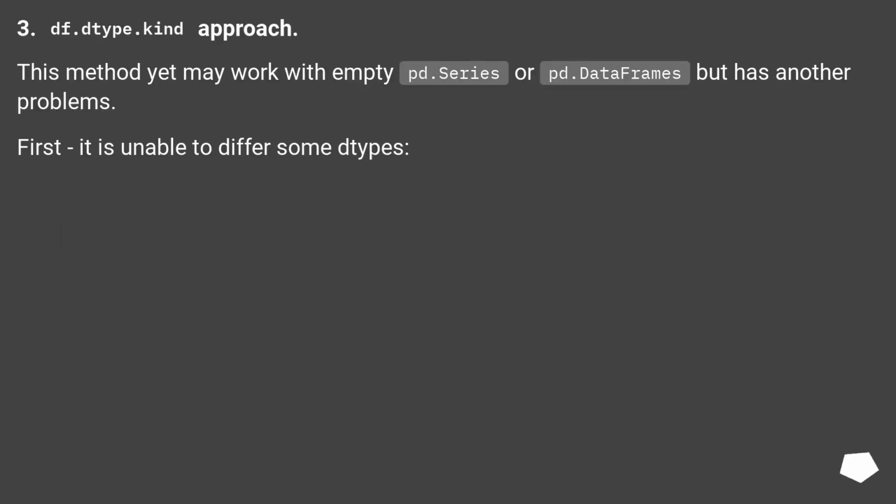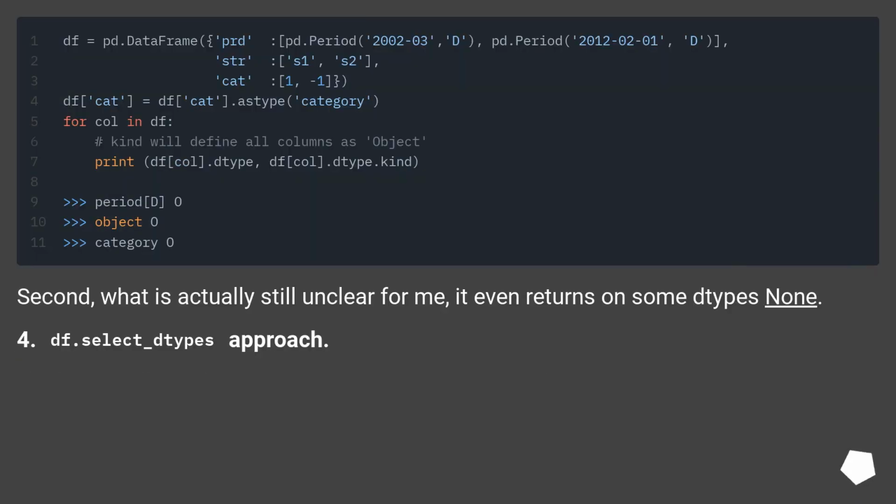Three. The df.dtype.kind approach. This method may work with empty pd.Series or pd.DataFrames but has other problems. First, it is unable to differentiate some dtypes. Second, and this is still unclear for me, it even returns None on some dtypes.